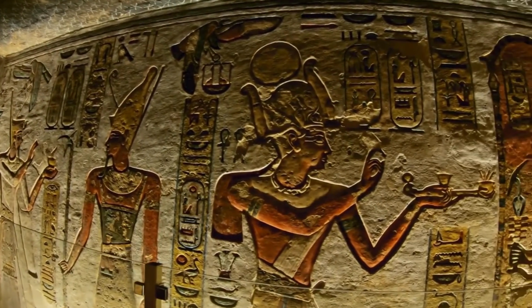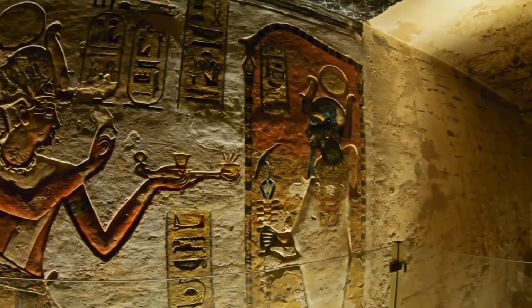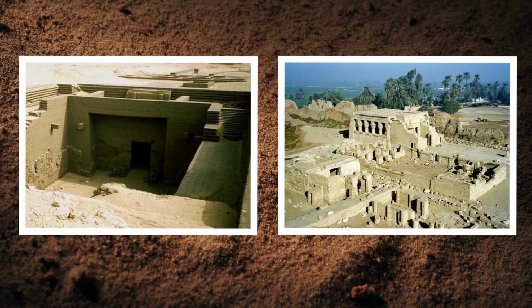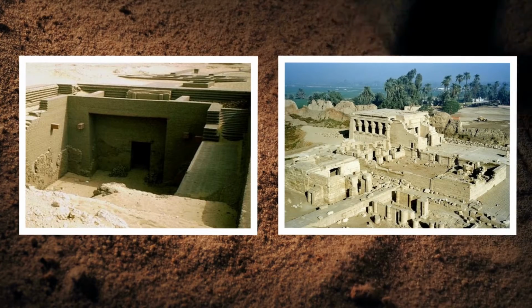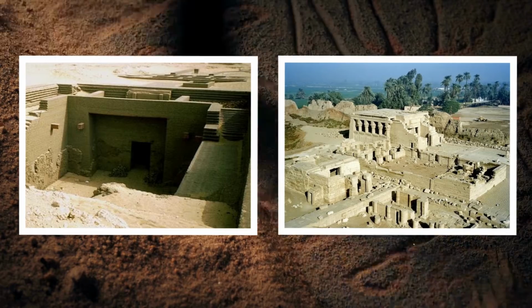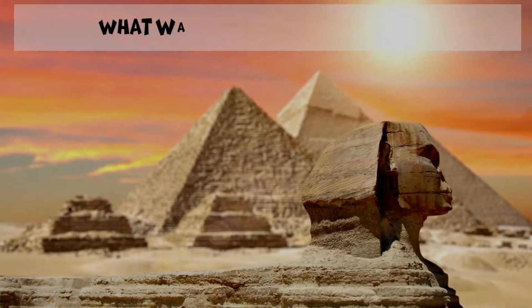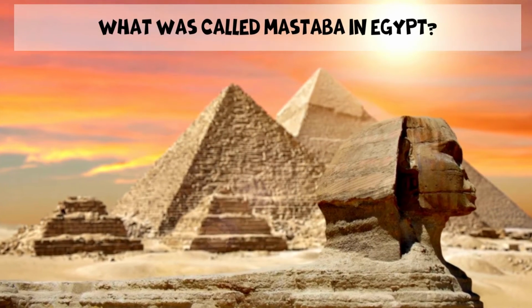Archaeological research has revealed important information about the culture that existed at this time. Many tombs belonging to this period have been found in areas such as Abydos, Saqqara, Helwan, and Memphis in Egypt. Tombs of kings have also been found among them. What was called Mastaba in Egypt?